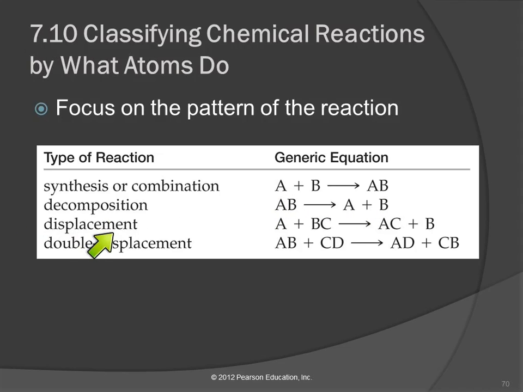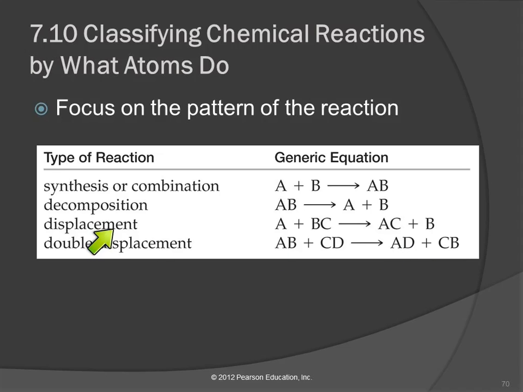A displacement reaction, here we don't have two couples going to the party. Actually, let's skip ahead to double displacement. This is where you have two couples going to the party. There's A and B, the guy and the girl, and C and D, the guy and the girl. And while they're there, they swap partners, and they end up in different combinations.